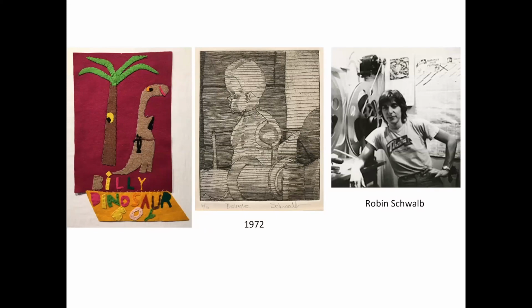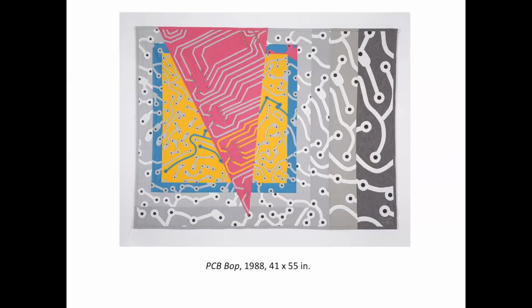In addition, she worked as a projectionist at the Thalia Theater in New York. It seems to me that Robin's immersion in cinematic images on actual film may have influenced the sort of repetitive graphic imagery that we often see in her quilts. Look at the rhythm and movement with which she filled the surface of PCB Bop, one of her quilts in the exhibition.